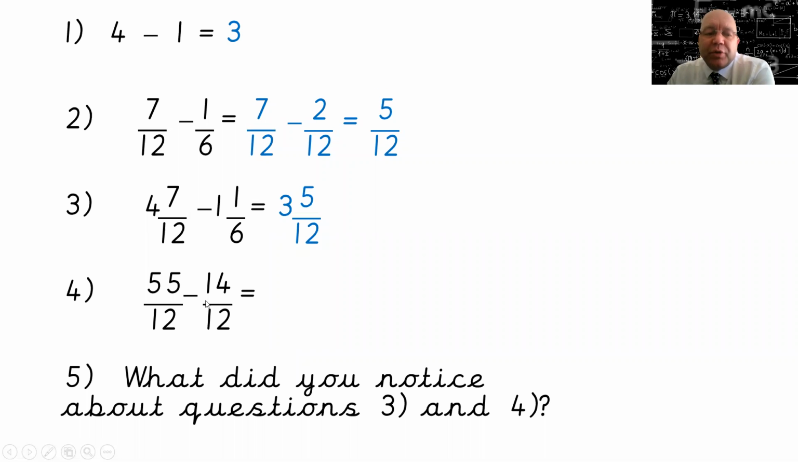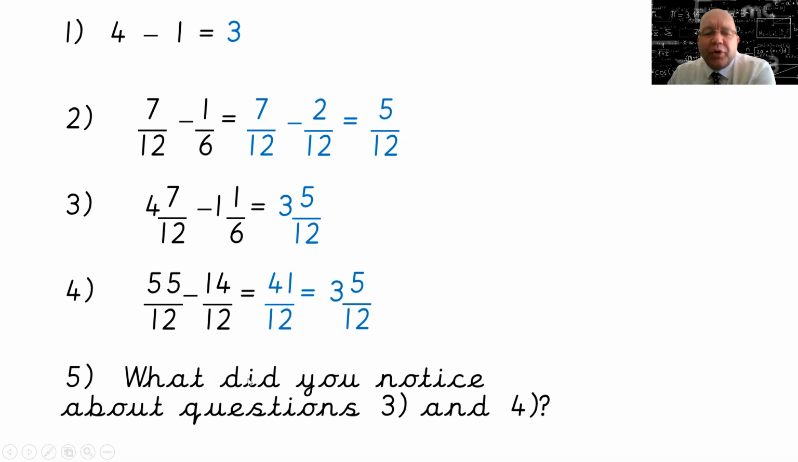What about as a mixed number? Sorry, not as a mixed number at all, as an improper fraction. We've got our common denominator, so we can just do 55 take away 14, which leaves us with 41 over 12, which is a big, ugly, improper fraction. So let's sort that out. 41 divided by 12. Well, 12 goes into 41 3 times, with 5 left over, so 3 and 5/12.